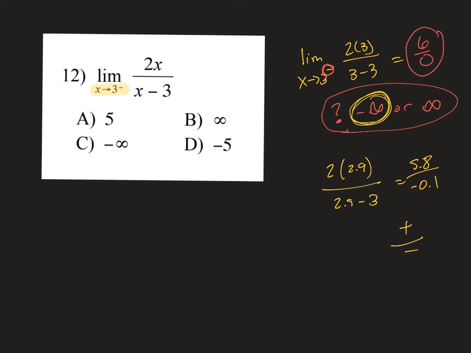6 over 0 is some kind of infinity, and when we're approaching from the left, it's a negative infinity. So for this problem, we're going to choose letter C on our answer key here. So I'm putting C for this answer. For this one, you do have to pay attention to which side of 3 you're coming at, and then you just choose a number that's just to, in this case, the left of 3. If it were a plus sign there, I'd pick something just a little bit bigger, like 3.1. And I'm really just examining the signs. For us, it's a plus divided by a minus, which is going to be a negative infinity.